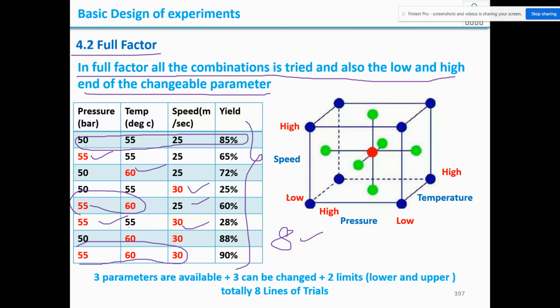So now we'll see in the Black Belt. Okay, we'll run it in Minitab only. We'll create a design of experiment, normal design of experiment, full factorial, and the Taguchi method also in Minitab. So three parameters are available, three can be changed, plus two limits, lower and upper. Totally 8 lines of trials are explained.